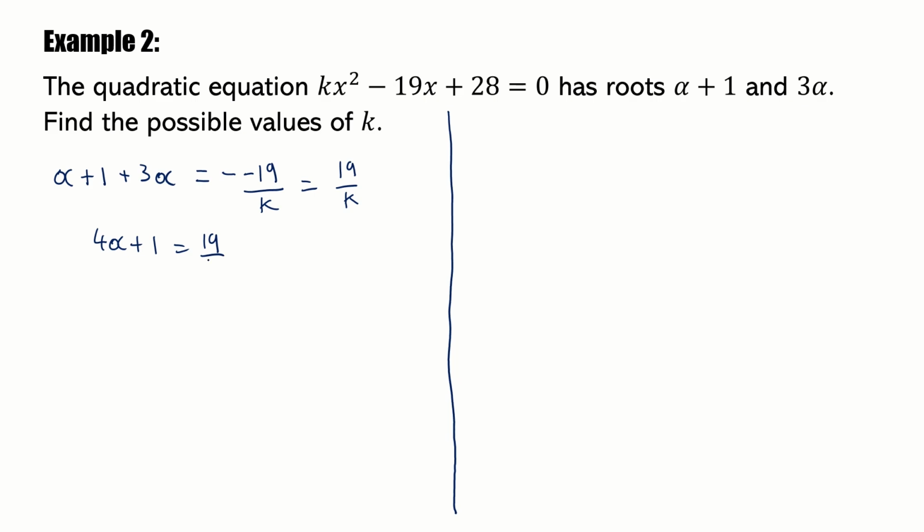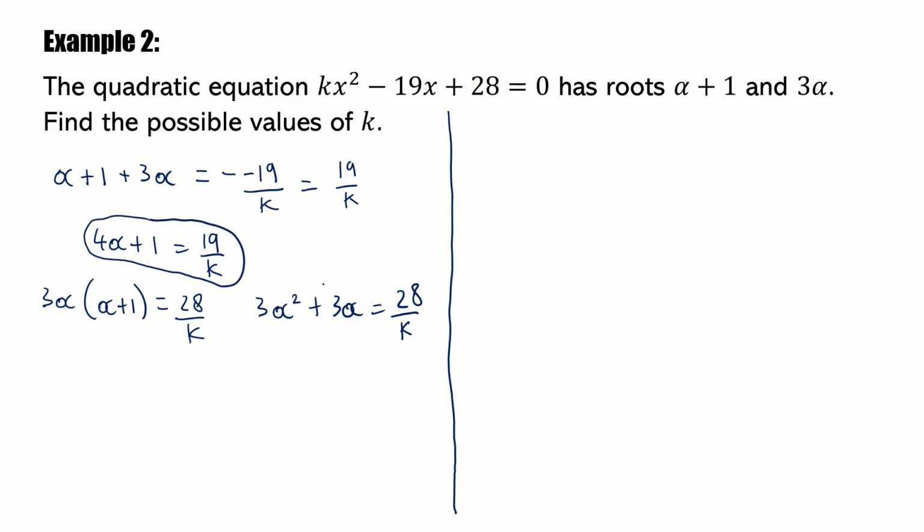We then also have the fact that we can work out the product of the roots, which is just going to be 3 alpha times alpha plus 1, and that's meant to come to our c over a, which is 28 over k, meaning we get that 3 alpha squared plus 3 alpha is equal to 28 over k. And therefore we've now got a situation that's effectively boiling down to simultaneous equations between this and this, where we need to find the values of k. So let's go ahead and do that.